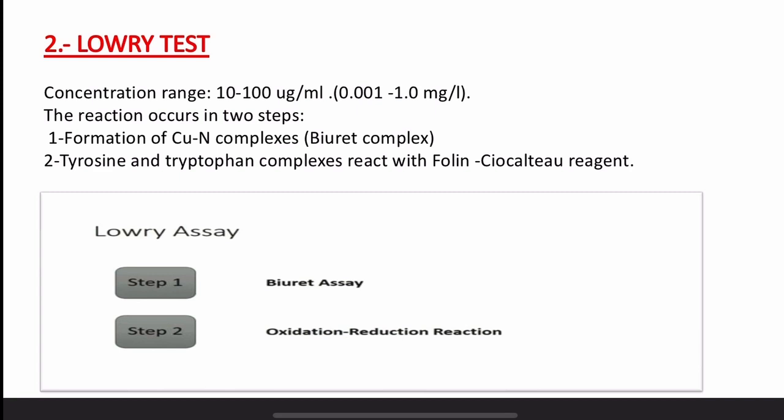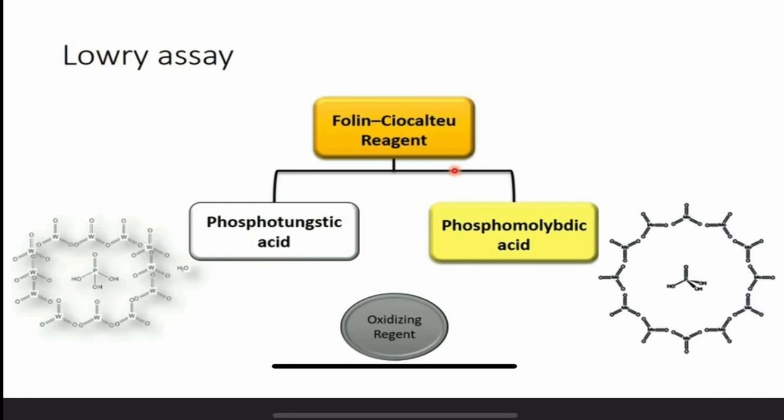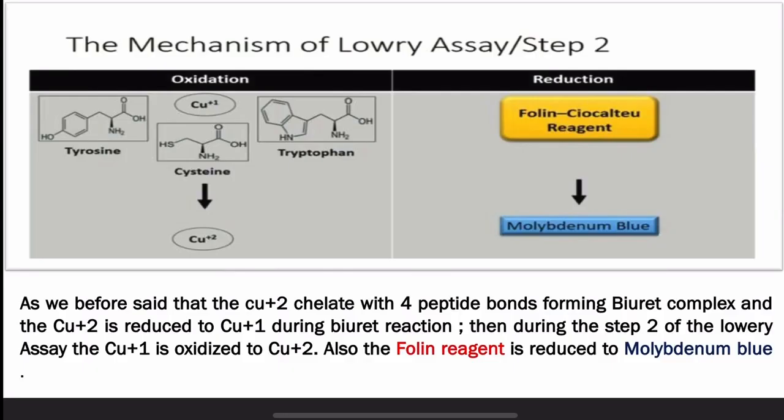The reaction occurs in two steps. The first one, as we previously said, is Biuret complex. The second one is tyrosine and tryptophan complexes reacting with Folin reagent. The Folin reagent consists of phosphotungstic acid and phosphomolybdic acid. بس احنا لازم نكون عارفين ان الفولين reagent is considered as an oxidizing reagent. في السلايد ده احنا هنشرح الميكانيزم of Lowry method step 2. As the step 2 consists of two steps. First one is oxidation, the second one is reduction.